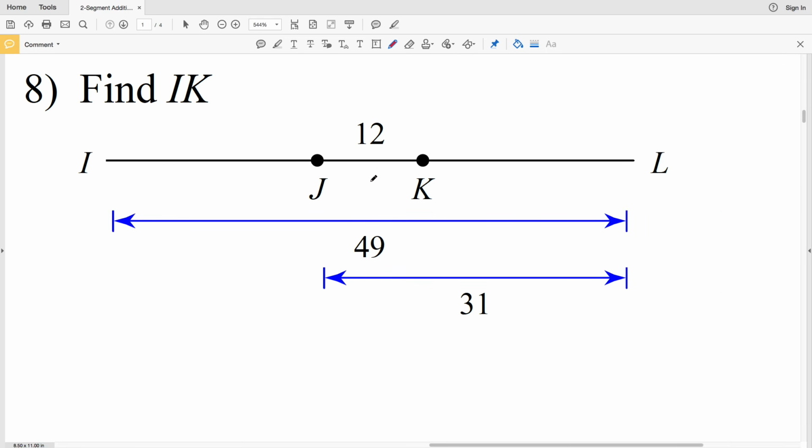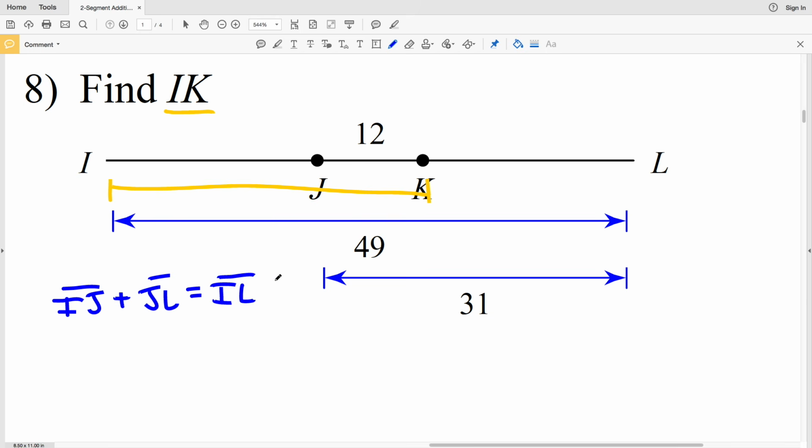And lastly, in this video, we'll go over number 8. In number 8, we're looking for the length of segment IK. So let's start by finding out I to J. So the length of segment IJ plus the length of segment JL, which is given, is equal to the length of segment I to L. And if you haven't noticed, we only want one unknown in an equation. That way we can solve for that unknown and slowly work our way to our solution, the length that's indicated that we need to find.